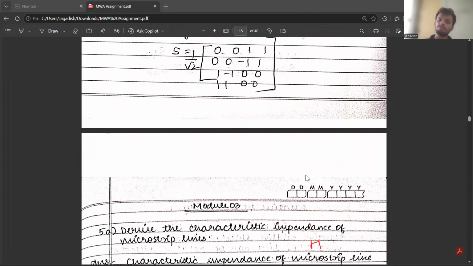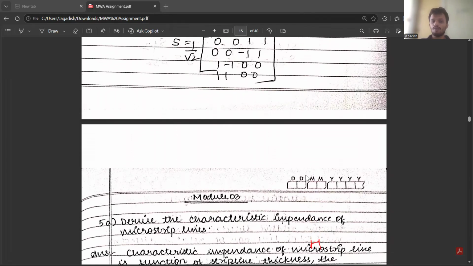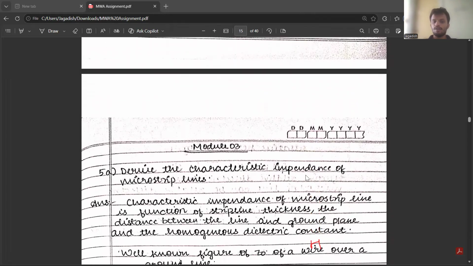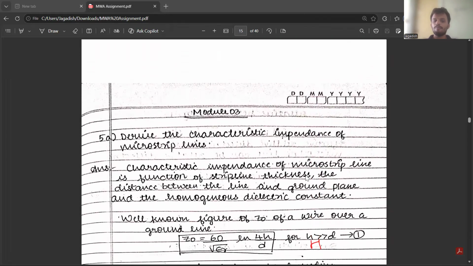Coming to module 3, it is somewhat easy and manageable because from here antennas start, where more theory concepts will be there. Microwaves is a little bit problematic, whereas antennas has very few problems and more theory involved. So derive the characteristic impedance of the microstrip lines. This is very much important.